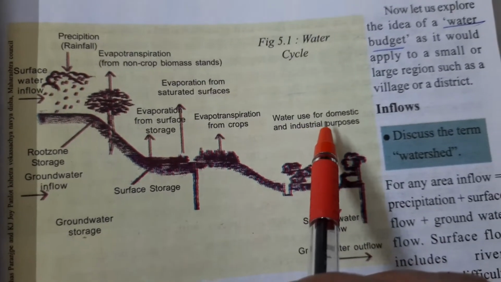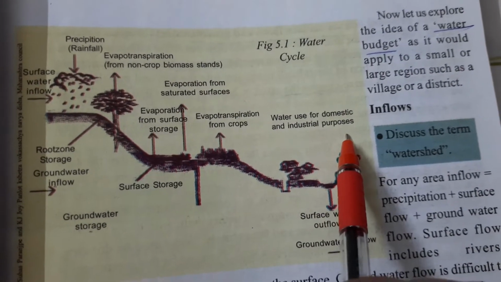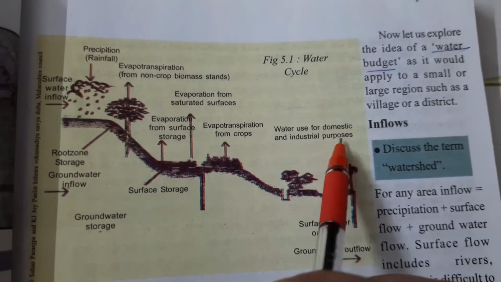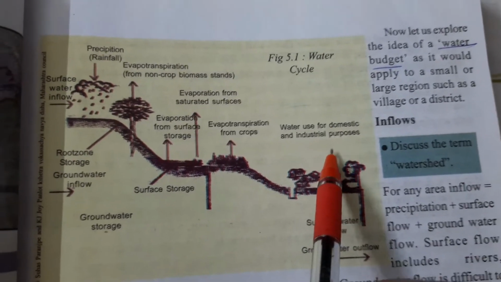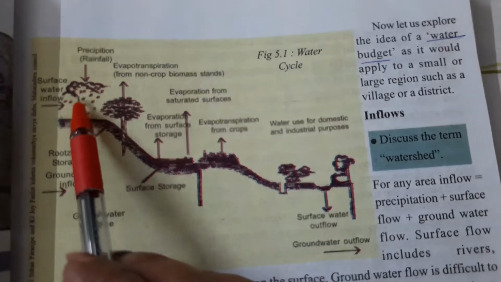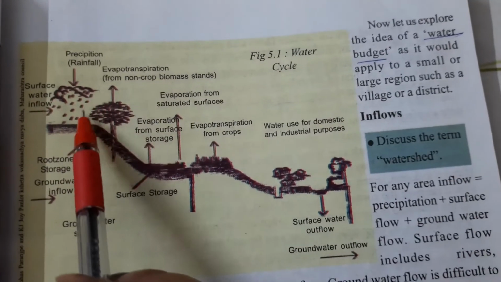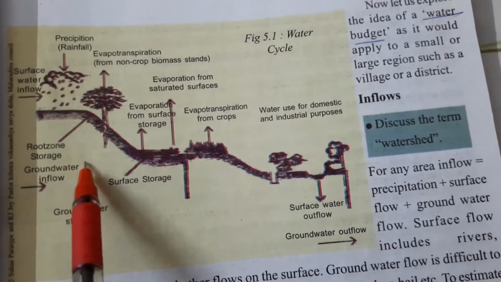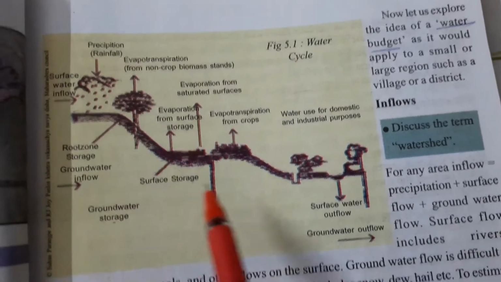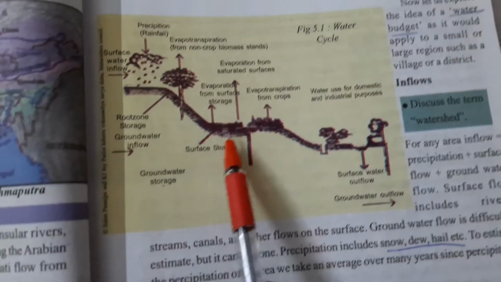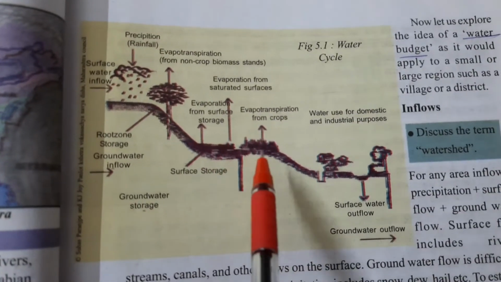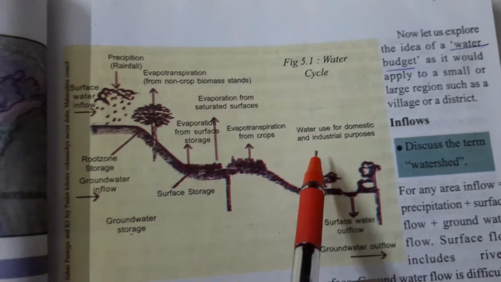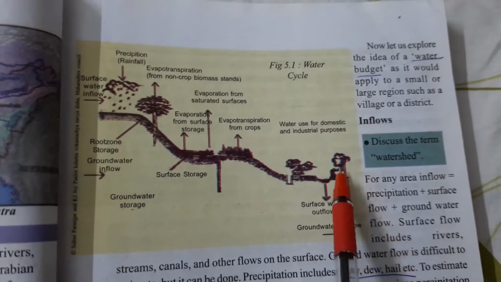Now water used for domestic and industrial purposes. This is also a main outflow of water. People are using a lot of water for domestic and industrial purposes. Thus we can see precipitation is the main source of water. It is the main flow of water which flows on the surface of the earth. It percolates and goes underground. It is stored under the ground, and over the surface also water is stored in rivers, tanks, ponds and canals, and thus we use this water for drinking, for cleaning, for domestic purposes and for industrial use.